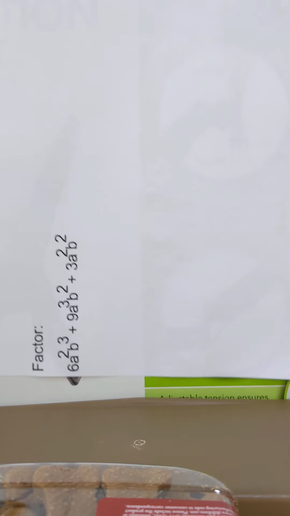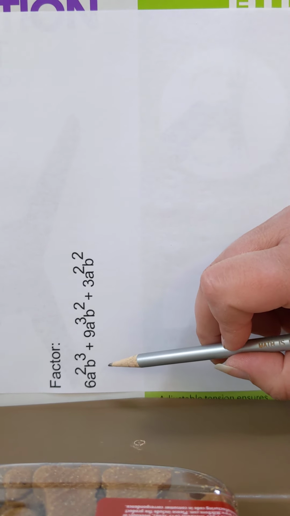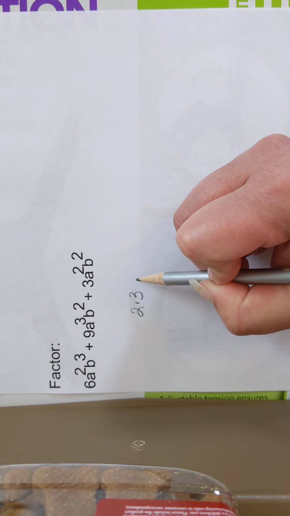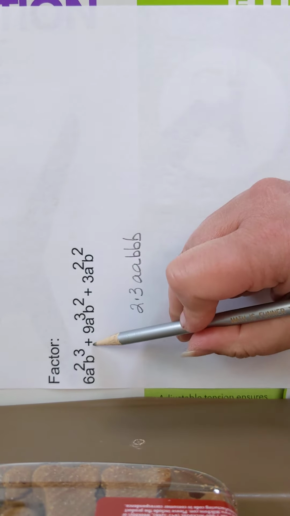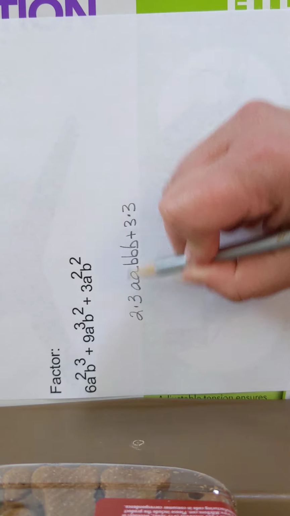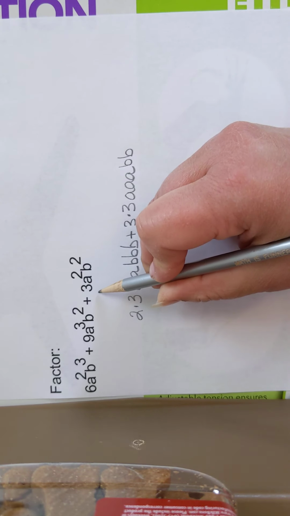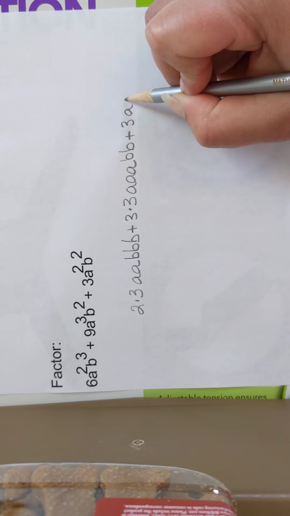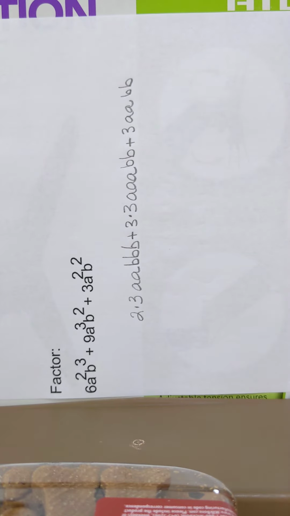Okay, how about this one? This one's a little bit longer. This is also your last one for this lesson. So let's break this down into primes. So 6a squared b cubed would be 2 times 3, a times a for a squared, b cubed, plus 9, which is 3 times 3, a cubed, b squared, plus 3, a squared, b squared. Okay, so you can see all I did was write that out as prime factors.